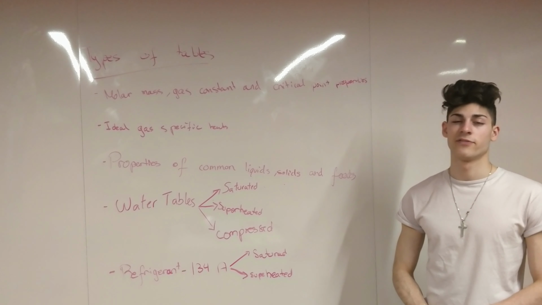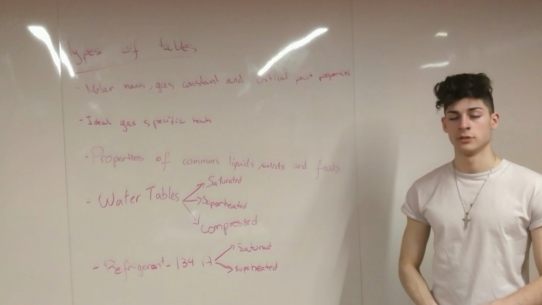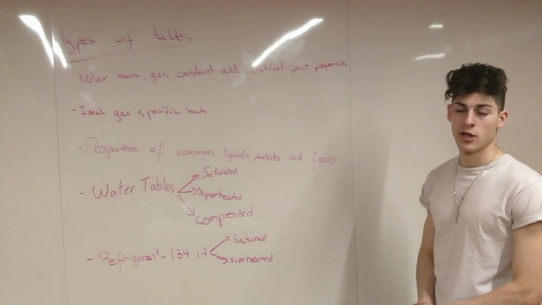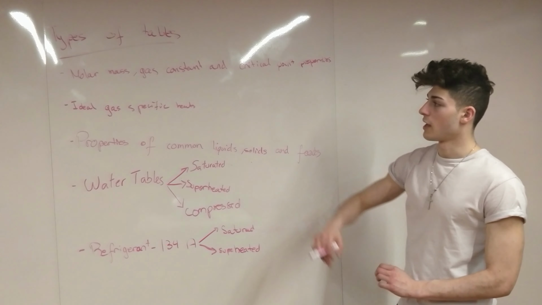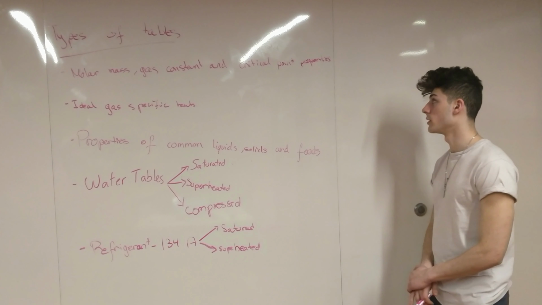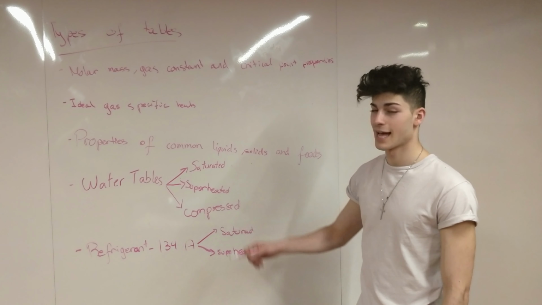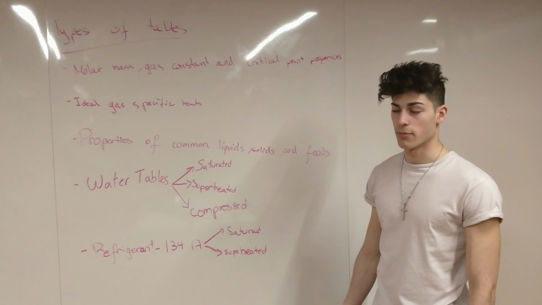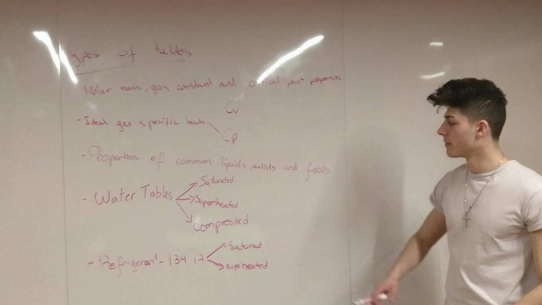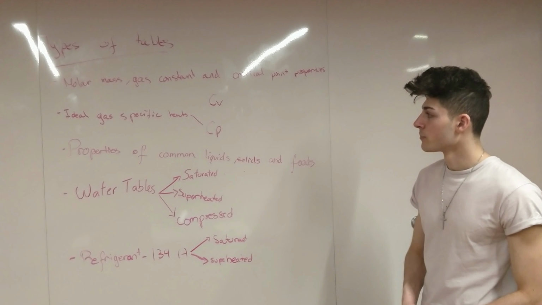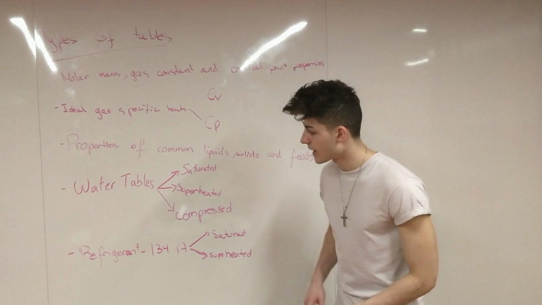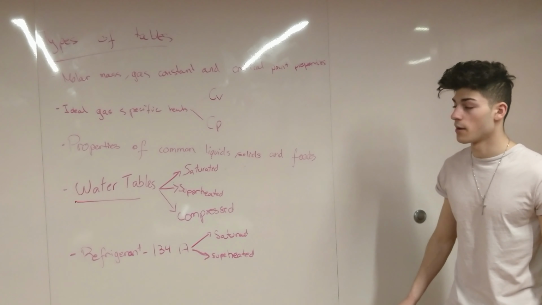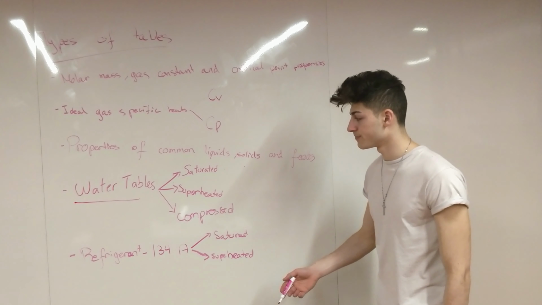So in the various number of tables that are available to us, we first of all have general tables, which consist of information needed to solve problems. So we have molar mass, gas constant, and critical point properties. We then have ideal gas specific heats, which are useful in solving problems. We have the properties of common liquids, solids, and fluids. What we do use very often are these last tables, especially the water tables, since water is a very common substance that we come across in our problems.